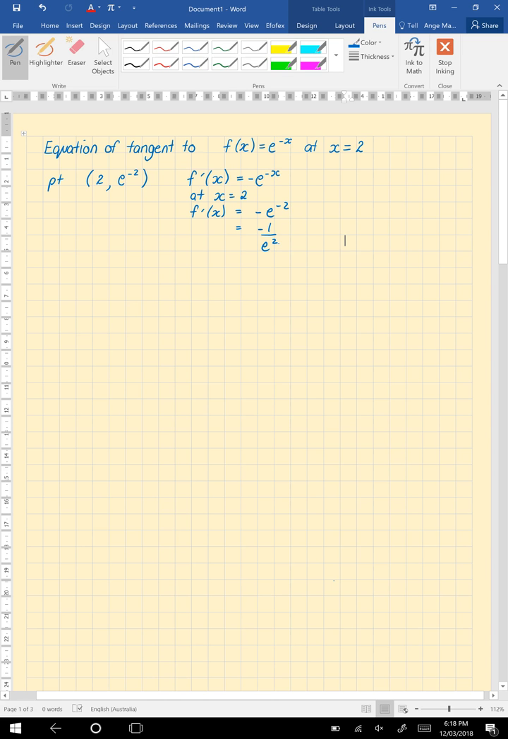Okay, so we check that we're getting the tangent and not the normal. Obviously, if we wanted the normal, we would get the negative reciprocal, so turn this over and make it positive e squared. But for us, we are getting the tangent, so there's our slope, and our point is 2, e to the minus 2, and away we go using our normal slope formula. So it'll be y minus e to the minus 2 all over x take 2. Cross multiply, minus 1 times x gives me minus x plus 2 equals e squared times y.